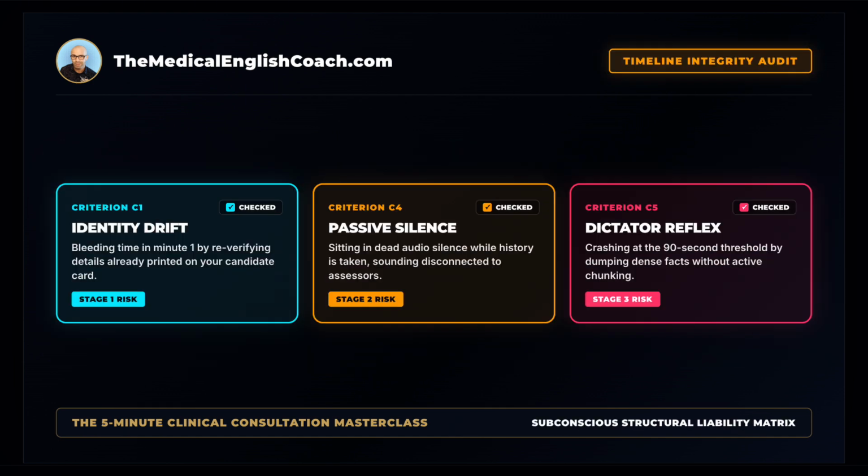Knowing these 5 criteria is only half the battle. Under exam conditions, when the adrenaline spikes, your internal clock will distort. 5 minutes will feel like 60 seconds. Most candidates suffer from these subconscious structural liabilities without even realizing they are doing it. Are you bleeding time in C1 with identity drift? Are you losing marks in C4 through passive silence? Or are you crashing at the end of the exam because of the dictator reflex?